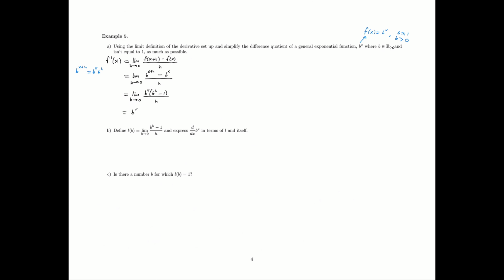So this will be b to the x times the limit as h goes to 0 of b to the h minus 1 all over h. And that's as simple as we can get it. So we'll stop right there for now. We didn't finish it, we just simplified it more. So part B here, we're asked to define a function, L of b, to be this limit here.